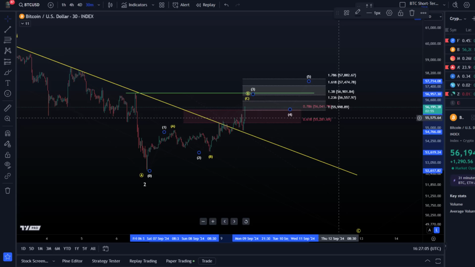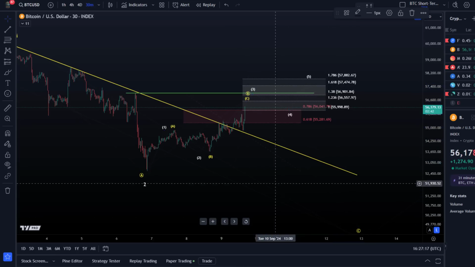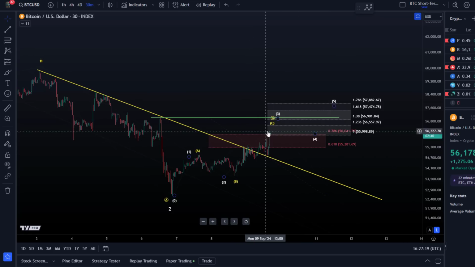Even this move up doesn't look impulsive. So the entire move would again be a diagonal. But if we get 5 waves, then I can add the next support zone. Until then, I'm looking for further downside, but in the short term, the market has not confirmed the top yet. That's the update about Bitcoin.